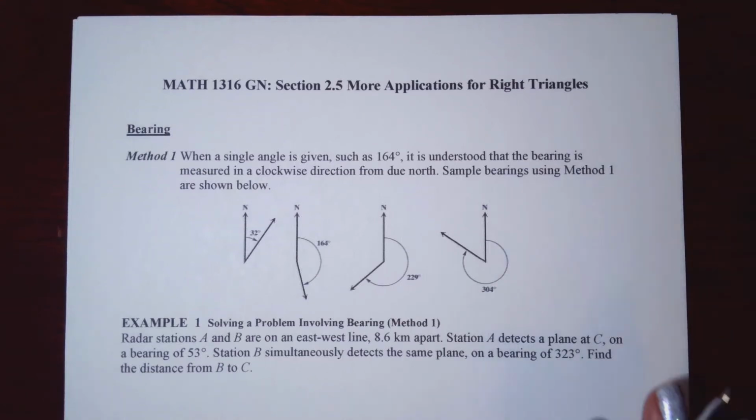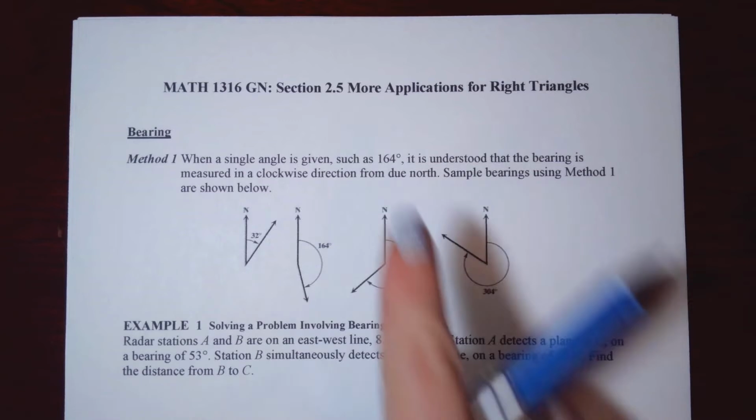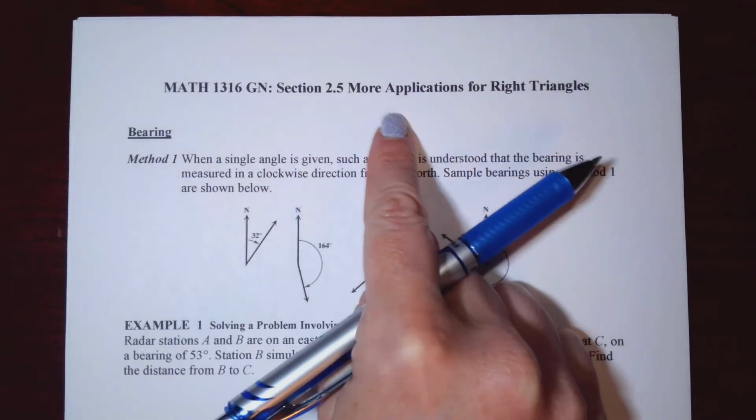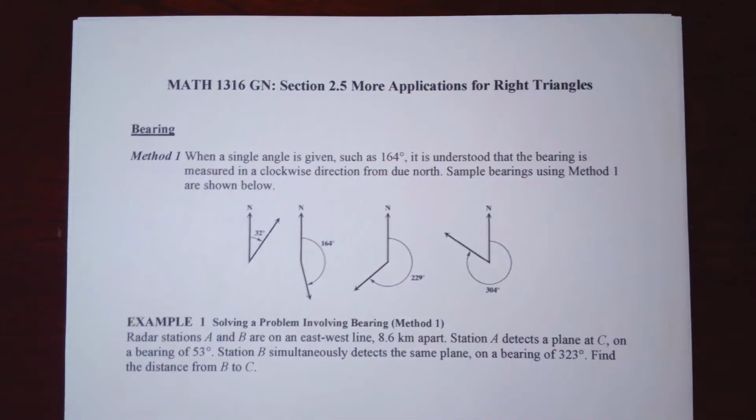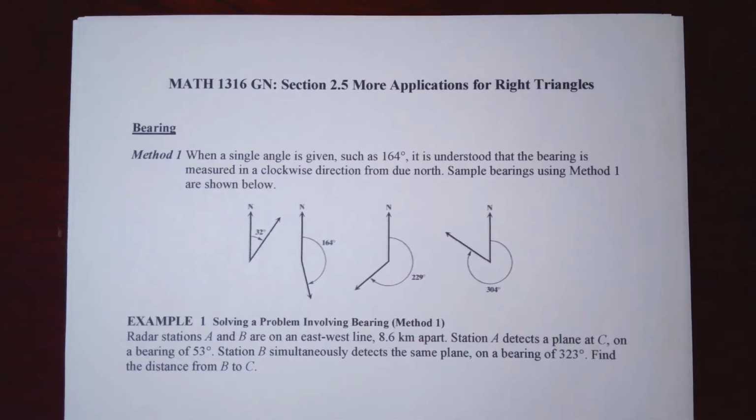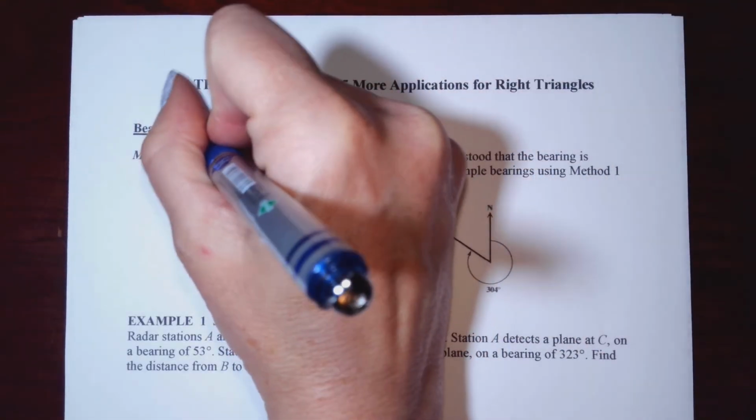Okay, welcome back. Today we're going to focus on Chapter 2, Section 5, where we're still going to be doing applications for solving right triangles. In this section we focus on bearing. Now, bearing is a navigational concept.